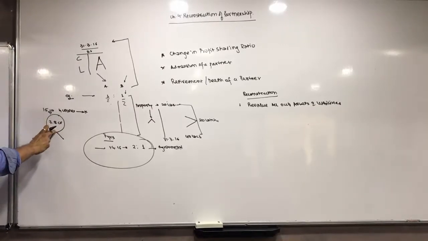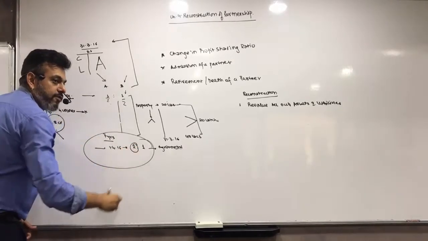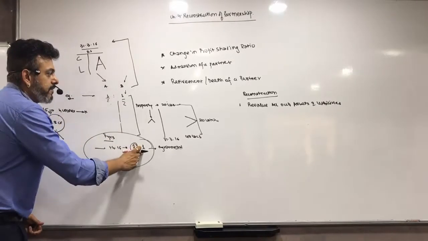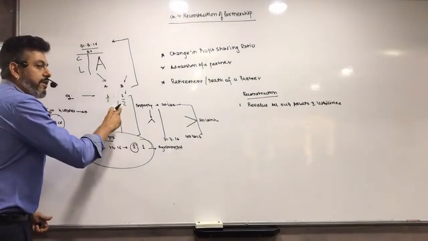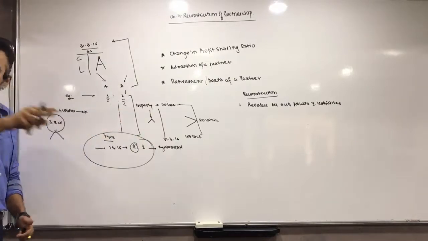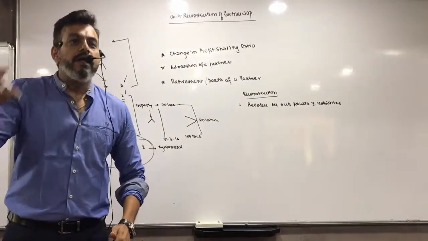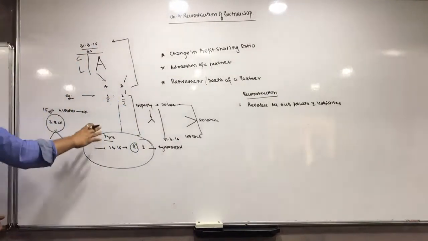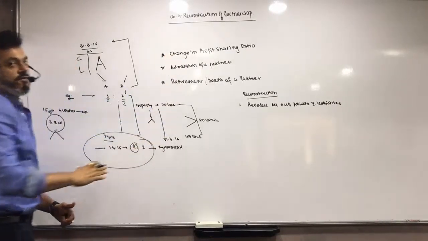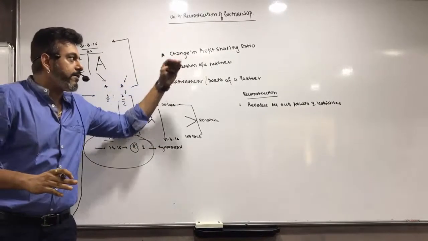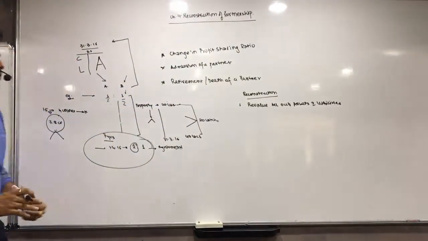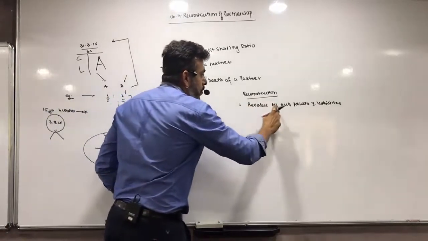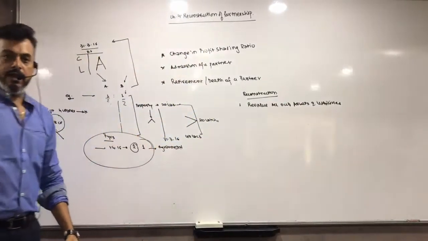Then there will be a conflict, because the existing partner A will say, my ratio is 2. B will say, no, when we bought the property, we invested together. Our profit sharing ratio was 1:1. You understood this practical issue? That is why whenever there is any change in profit sharing ratio or admission of a partner or retirement or death of a partner, the first step is to revalue all our assets and liabilities.